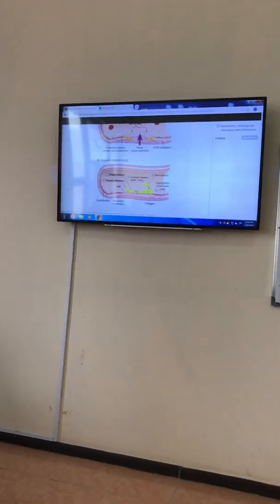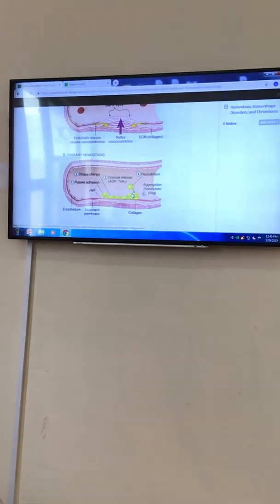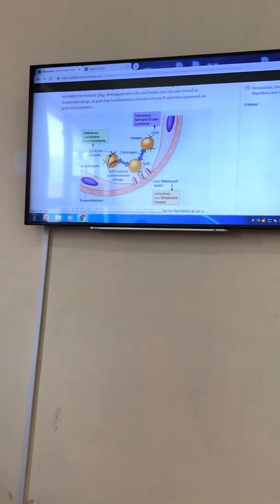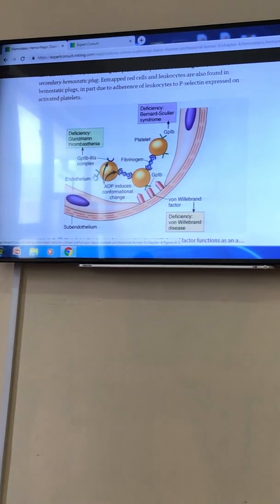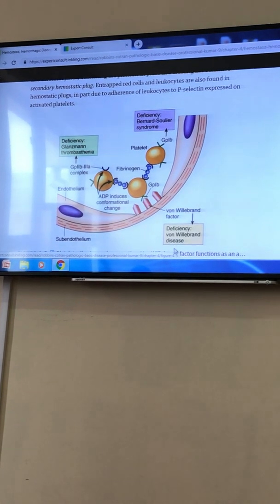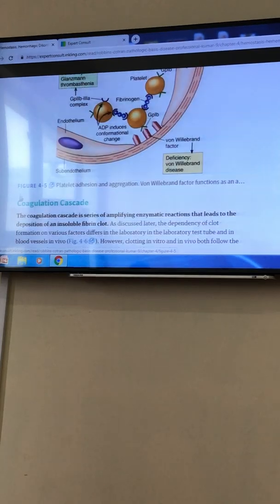Platelet shape change, granular release, and aggregation. And the types of receptors for adhesion and aggregation are different. GPIb for adhesion, GPIIb/IIIa for aggregation, and some diseases: von Willebrand disease, Bernard-Soulier syndrome, and Glanzmann thrombasthenia.